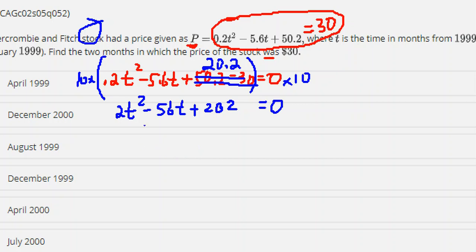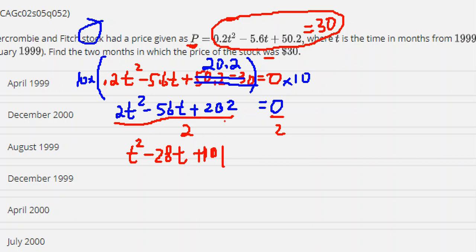Sometimes, and it's really just personal preference, I feel that the smaller the number, the nicer. So I'm going to divide both sides by 2 because I see every single number here is even. When you divide by 2, you get t squared, so 2t squared divided by 2 is t squared, minus 28t because 56 divided by 2 is 28, plus 101, right? 202 divided by 2 is just 101. You have to divide each term by 2 when you do that. So equals 0.